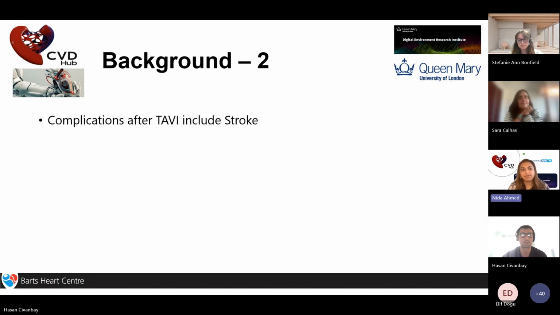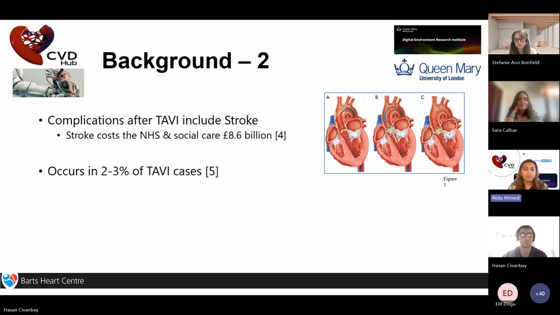So as with any procedure, TAVI also has risks of complications, and one of the complications is stroke. This is the most feared complication by patients, and stroke care more generally, the condition and the follow-up sequelae that it has, costs the NHS and social care system £8.6 billion per annum. Now, the incidence of stroke is about 2 to 3% post-TAVI, but whilst that number may seem small, the sheer volume of TAVIs that we're doing is rising each year. This is a serious condition.